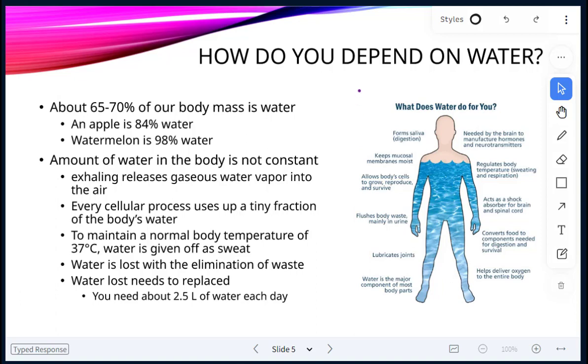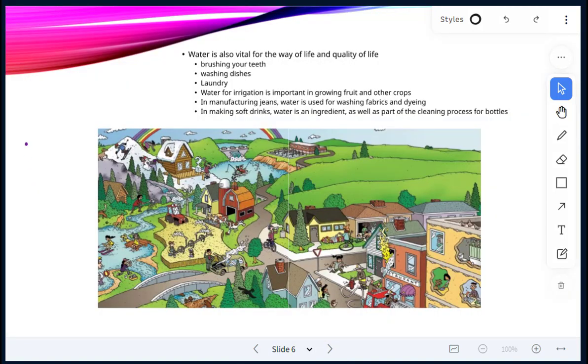And then what does water do for us? Well, lots of things. We need it for digestion, our membranes. We need it for growth, for our body cells to grow, reproduce, and survive. The water flushes out our body waste. The water lubricates our joints. It's the major component of most of our body parts. The water helps to deliver the oxygen to the entire body. Water converts food to components needed for digestion and survival. It's a shock absorber for our brain and spinal cord, regulates our body temperature. It's needed by our brain to make hormones and neurotransmitters. So we need water for a lot of processes in our body.